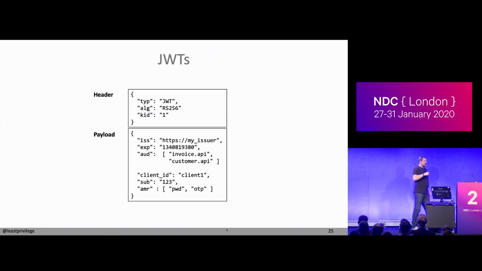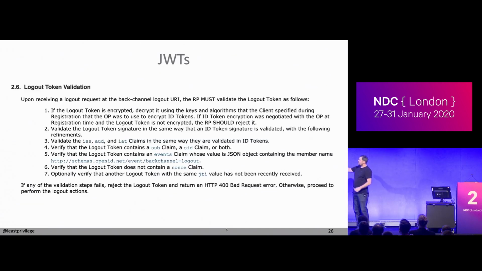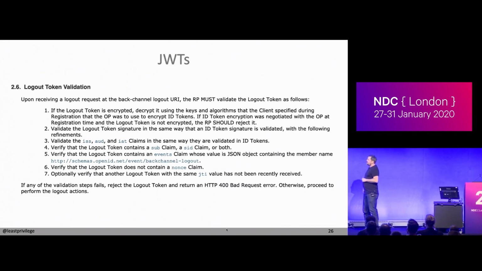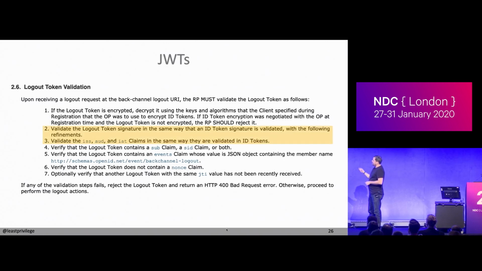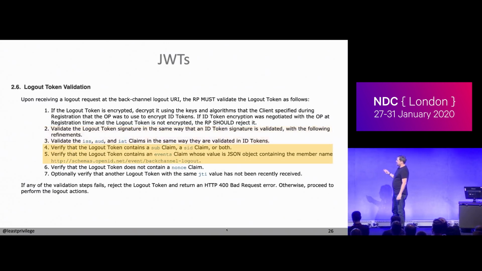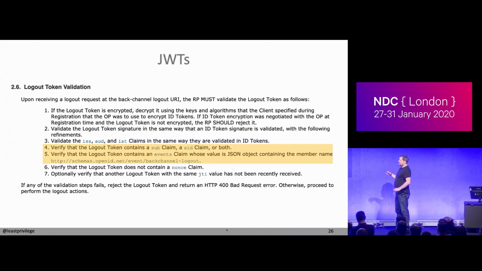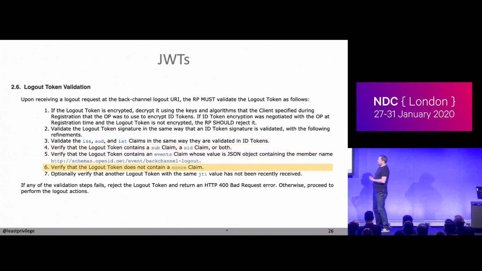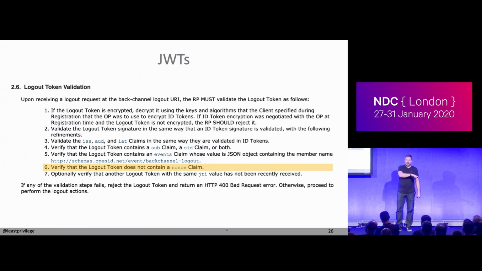They're kind of a victim of their own popularity. This is from the OpenID Connect spec. They use a JSON Web Token to send as a logout token. So these are the validation steps you have to do. Let's have a look. Validate the signature, okay, makes sense. Validate the token contains a sub claim and SID claim, okay, makes sense. Verify that the token does not contain a nonce claim.